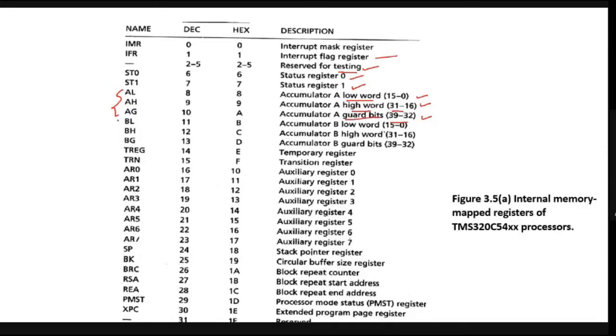Later we have the accumulator B register location in the memory mapped register concept. Here also again there is a 16-bit low word and a 16-bit high word, and accumulator B has a guard bit of 8 bits. Immediately at location E we have the temporary register, called the T register, which is represented as T in our architectural block diagram. Next we have TRN, that is the transition register, and we have AR0, AR1.